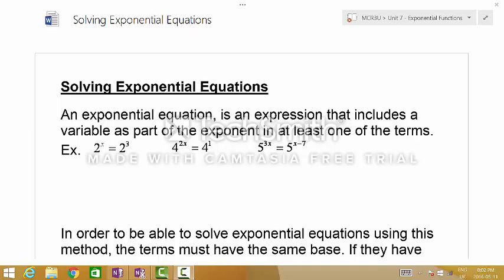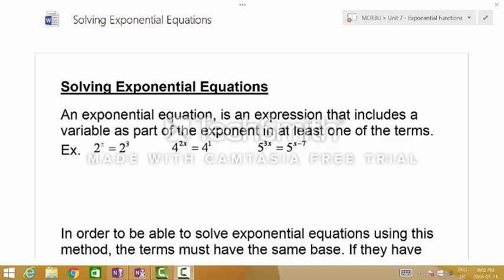Like I said with the last one, if you want to try an example, just pause the video, try it out, see what you get, hit play, you'll see how I got the answer, and you can see if they match. Yesterday's lesson was on simplifying exponential expressions.